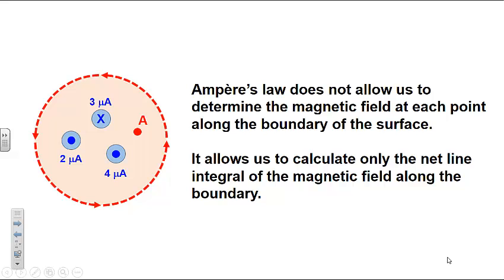Ampere's law allows us to determine the value of the line integral of the magnetic field along the boundary of a surface from the currents passing through that surface. It does not allow us to determine the value of the magnetic field from these currents at any point along the boundary. This is similar to the limitation of Gauss's law for calculating the gravitational or electric field from a distribution of mass or electric charge.